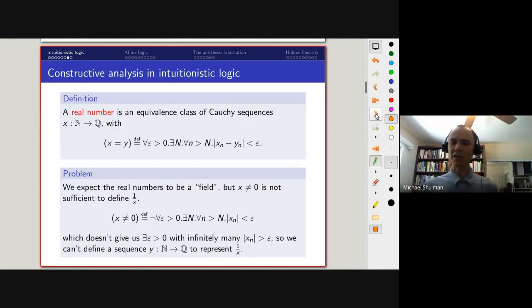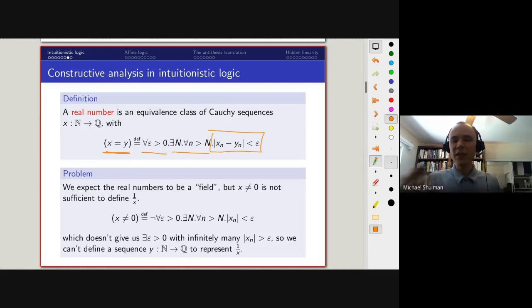Instead, I want to call attention to one particular aspect of intuitionistic mathematics, which arises in particular when we try to do analysis. So suppose we define a real number the way we do classically, as an equivalence class of Cauchy sequences, maybe taking some kind of quotient. Equality of Cauchy sequences means that they get as close as you want. So for any epsilon, there's a natural number n such that as long as we're that far out in the sequence, x and y, our Cauchy sequences, are epsilon close to each other.